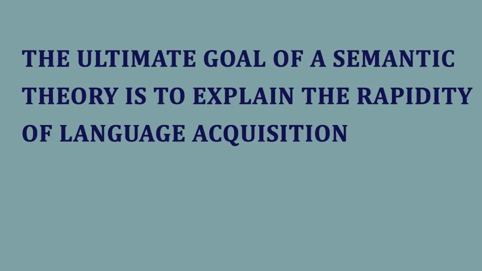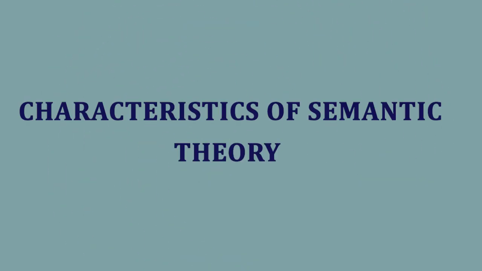The ultimate goal of a semantic theory is to explain the rapidity of language acquisition, viewed as the internalization of a limited number of phonological, syntactic, and semantic rules that allow the understanding and production of an infinite number of sentences conforming to these rules. Here it is important to note the influence of Chomsky's theory on linguistic semantics, which is concerned with meaning acquisition. The most important characteristics of linguistic semantic theory are: first, a semantic theory should be maximally constrained, that is, subject to theory-internal conditions and principles, so that it is coherent. The characteristic of coherence is very important in building up a good theory.